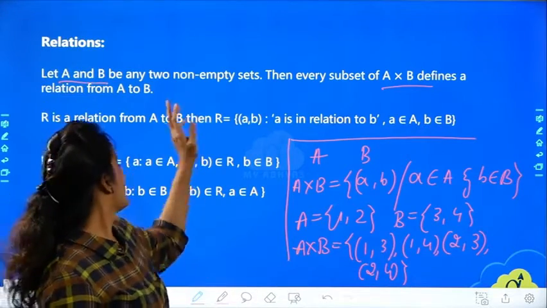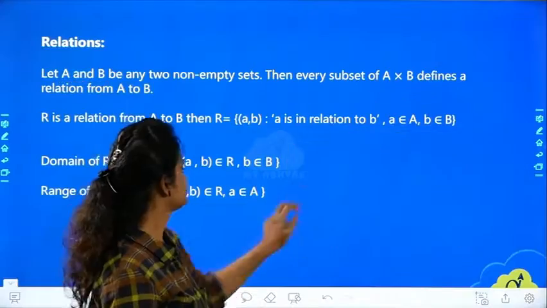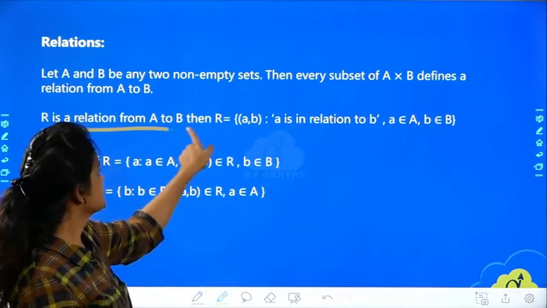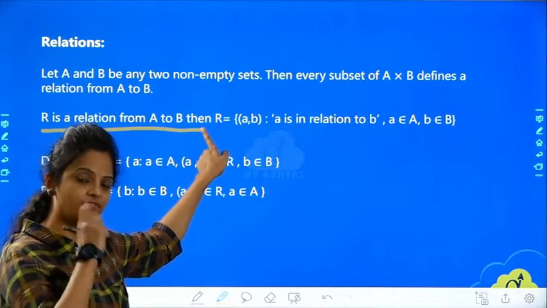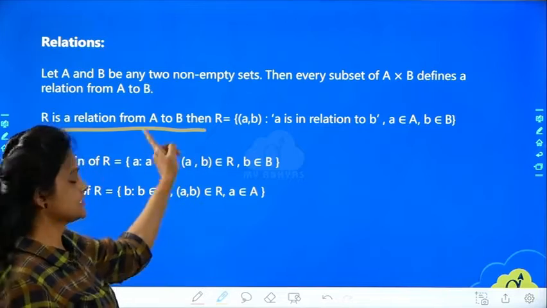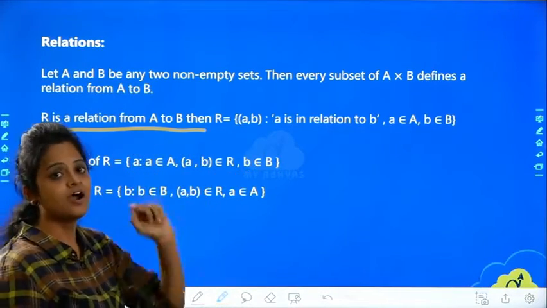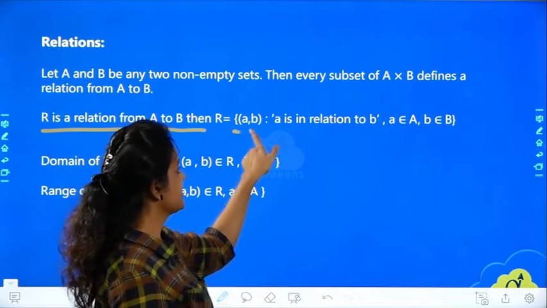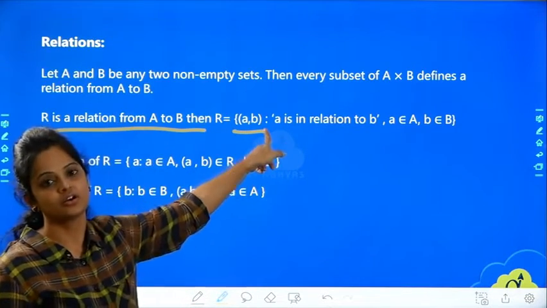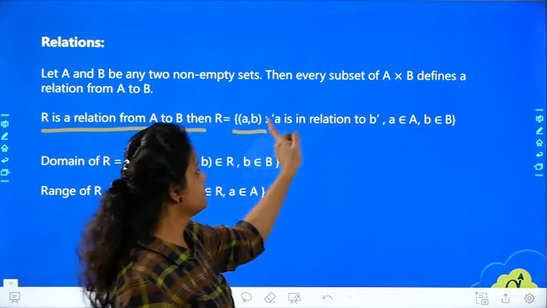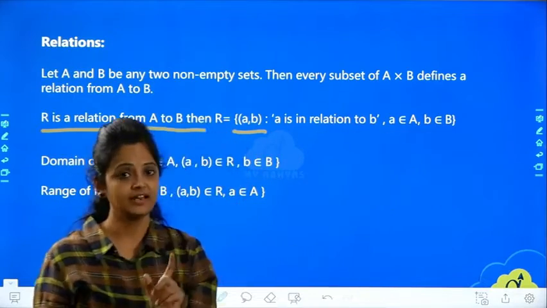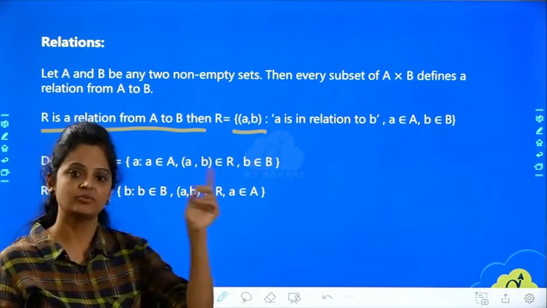Now coming back to relations. A relation is actually a mapping from set A to set B. So relation is done from set A to set B. How is it taken? It is (a, b). Here also we are taking ordered pairs. (a, b) is taken as a relation, where a belongs to set A and b belongs to set B.